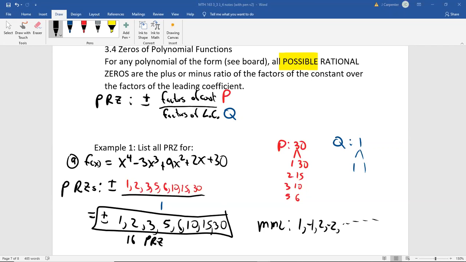Now, with 16 possible rational zeros, that means you may do synthetic division for one problem up to 16 times if I ask you to find all the zeros of this one. Now, I didn't ask you for that. We'll get there later. But that's a lot of testing.